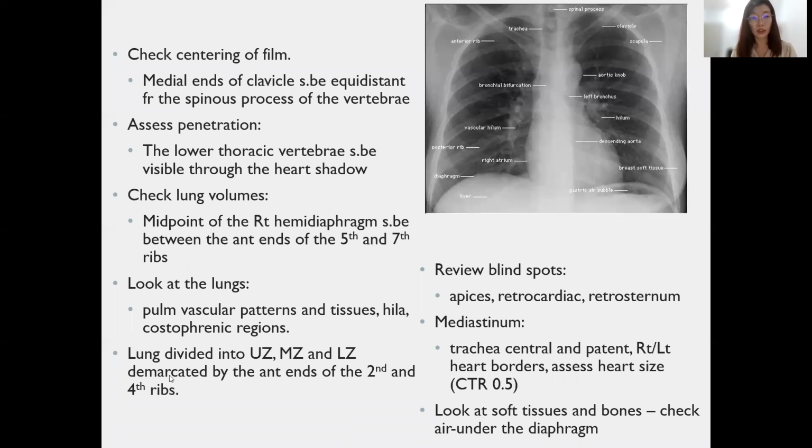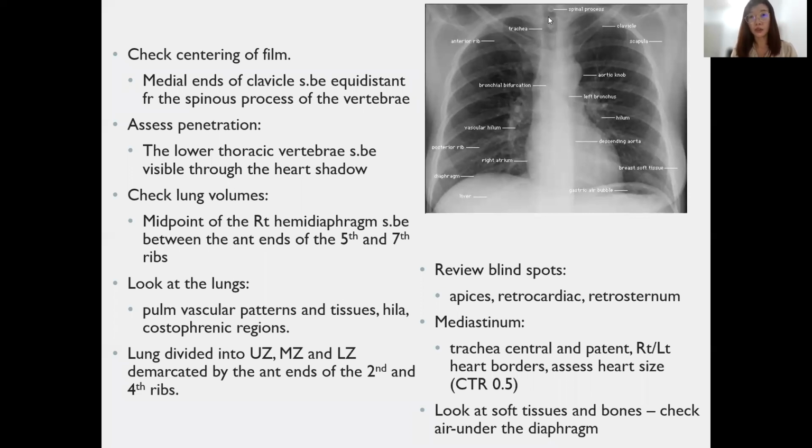So the dividing zone, I will explain it later. And then review the blind spots, which are always the important review areas. Look at the apices, specifically in case we miss some pancreas tumor. Next, look at the retrocardiac region. And then next, look at the retrosternal area and the mediastinum here.